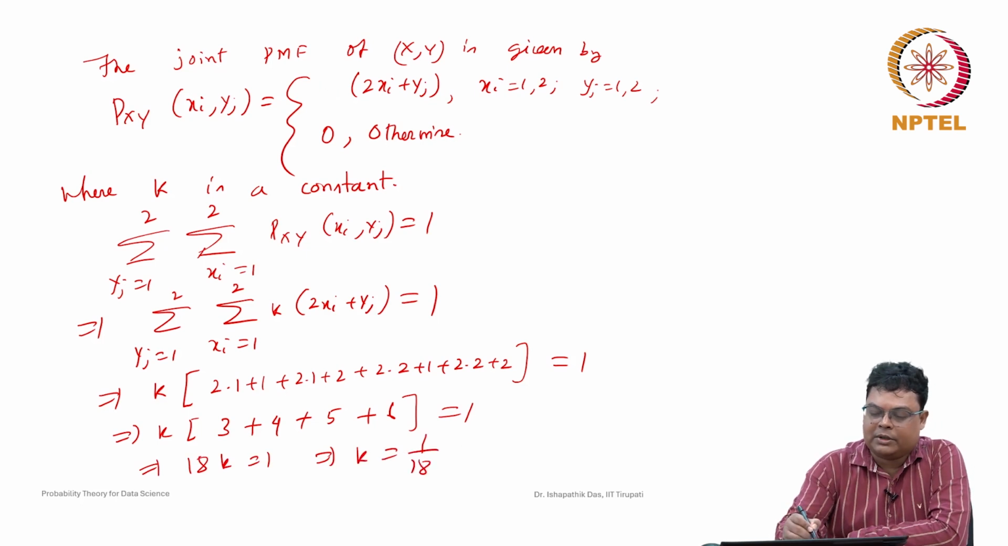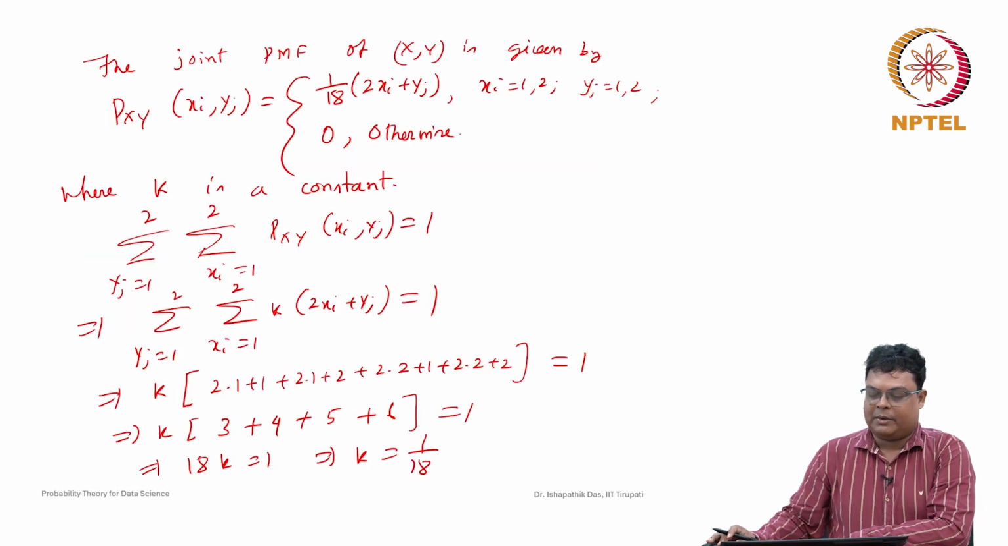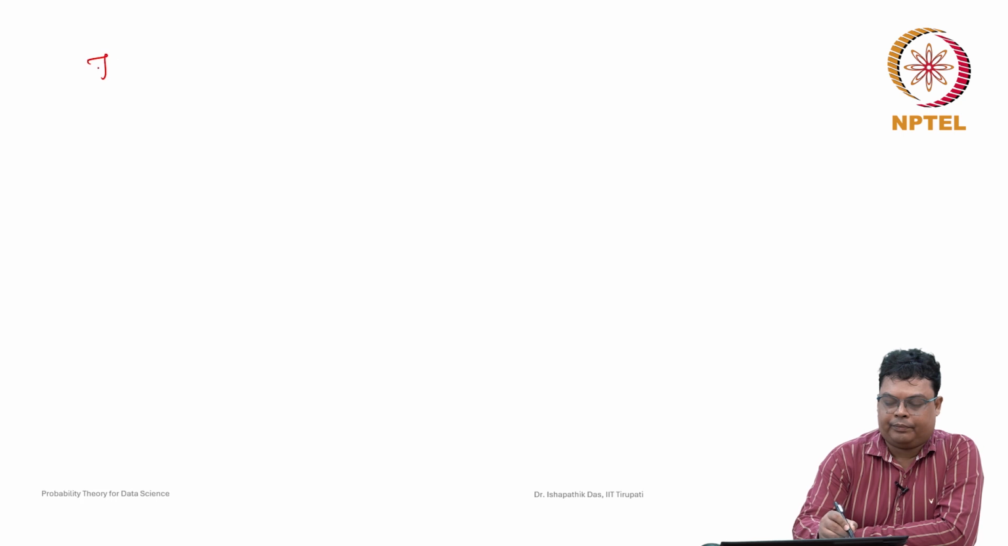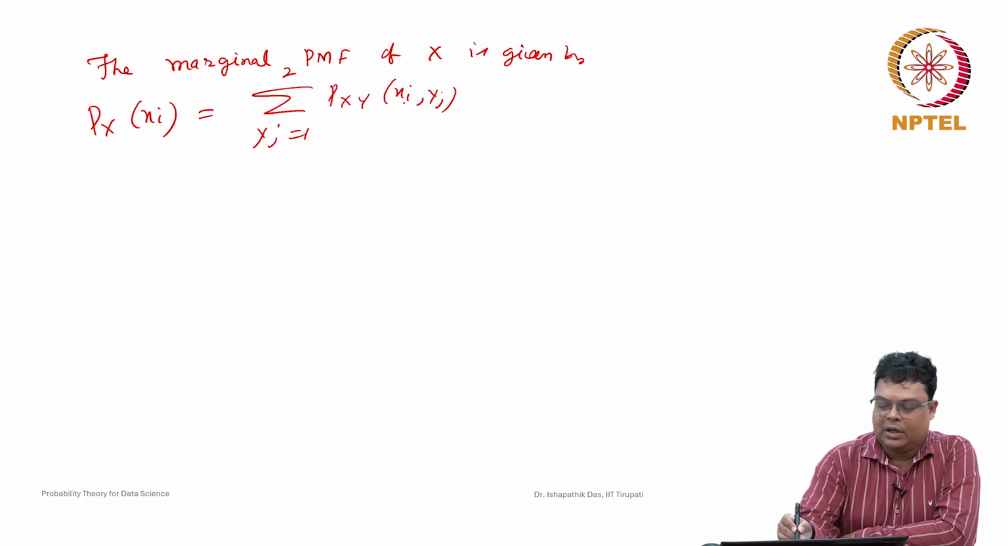Hence the probability mass function we found has k equal to 1 by 18. Now if we want to find the marginal probability mass function of x, px of xi, by definition this is the summation over yj equal to 1 to 2 of pxy of xi, yj, but it will be non-zero only for xi equal to 1 or 2; otherwise this value will be 0.